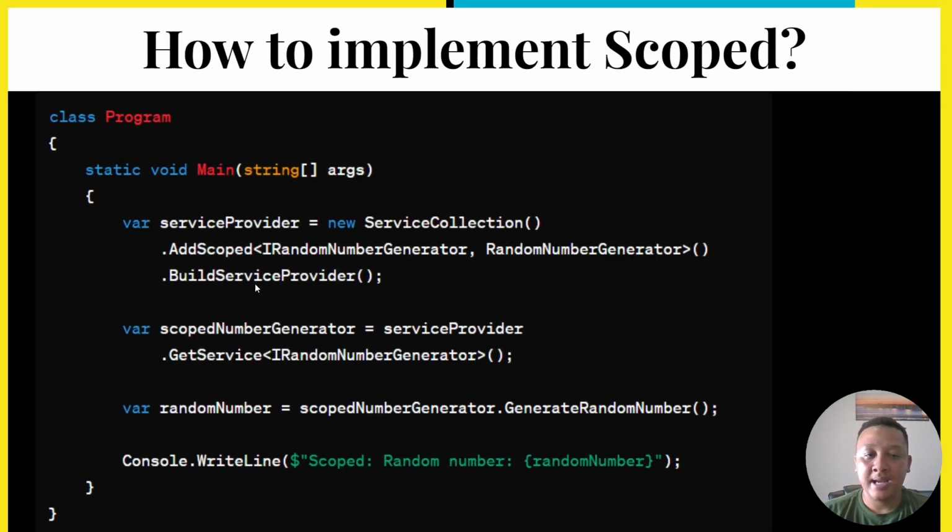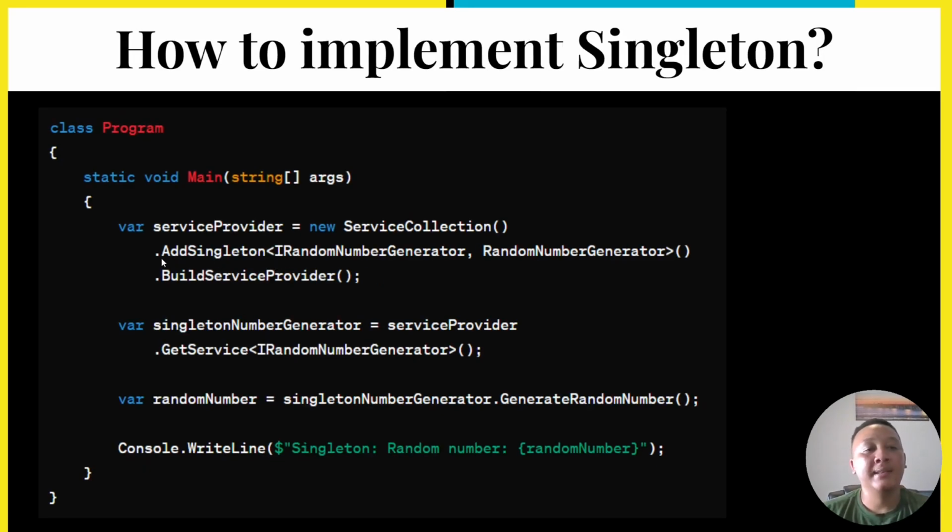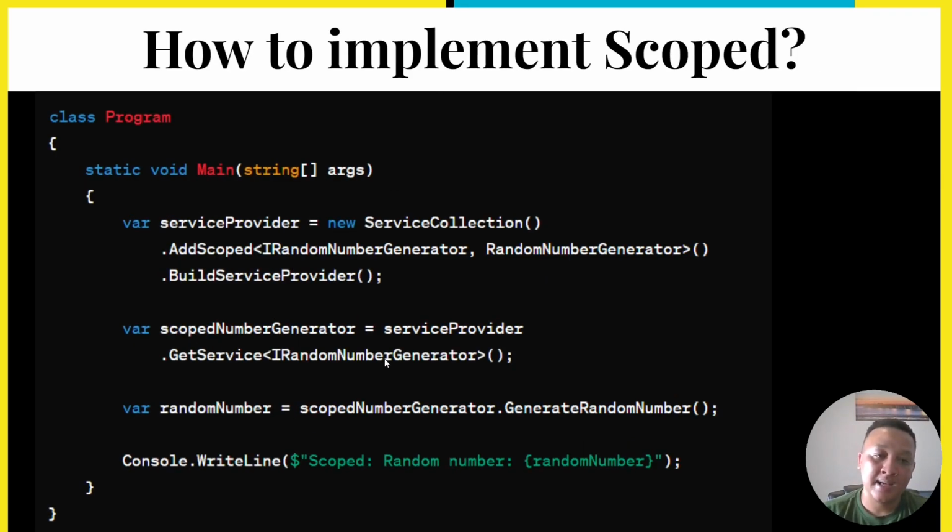Both scope, transient, as well as singleton. The only difference is just the life cycles that it will use. The collection and the DI container will simply dispose of them according to the scope or the life cycle that we put into it. So here this will add it as scoped and this will add it as singleton. But the overall code structure is exactly the same. It adds it to the service collection, it builds the service collection, and then we are able to get that service whenever we need to and then generate the number.